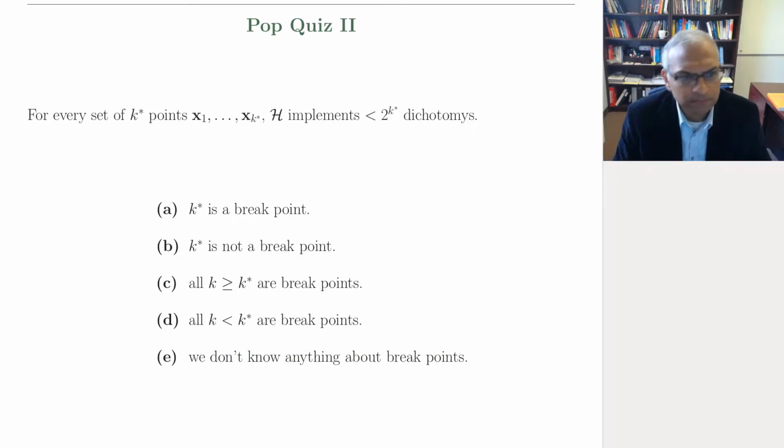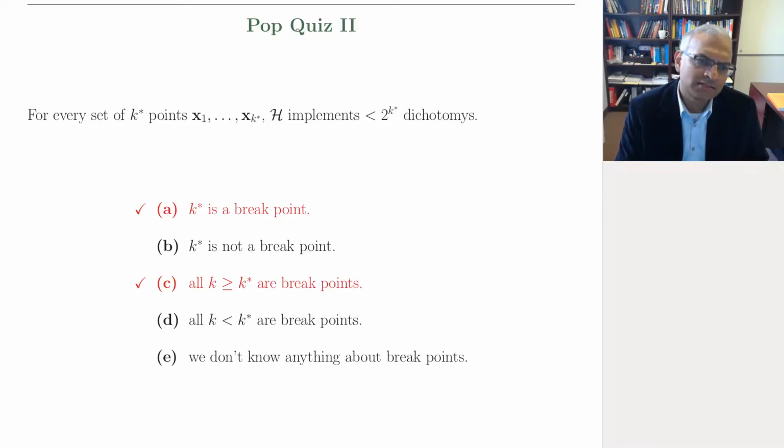Pop quiz 2. Now, for every set of k-star points, you can show that h implements fewer than 2 to the k-star dichotomies. So h fails to shatter any set of k-star points. What do you know? A, k-star is a breakpoint. B, k-star is not a breakpoint. C, all k greater than or equal to k-star are breakpoints. D, all k less than k-star are breakpoints. And E, we don't know anything about breakpoints. Again, pause the video.